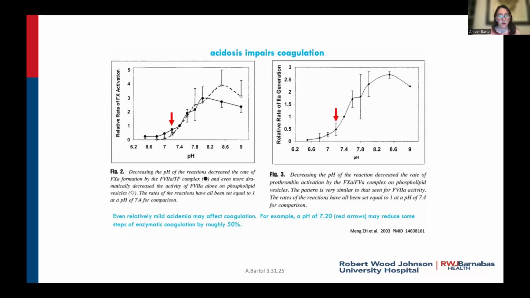You can see in the blue, even mildly acidotic can affect coagulation. For example, a pH of 7.2 may reduce some steps of enzymatic coagulation by roughly 50%. So from 7.4 to 7.2, you're already losing a lot of your coagulation.